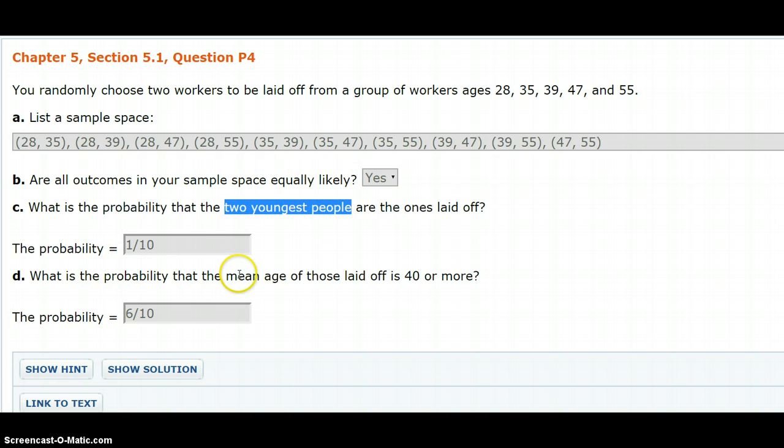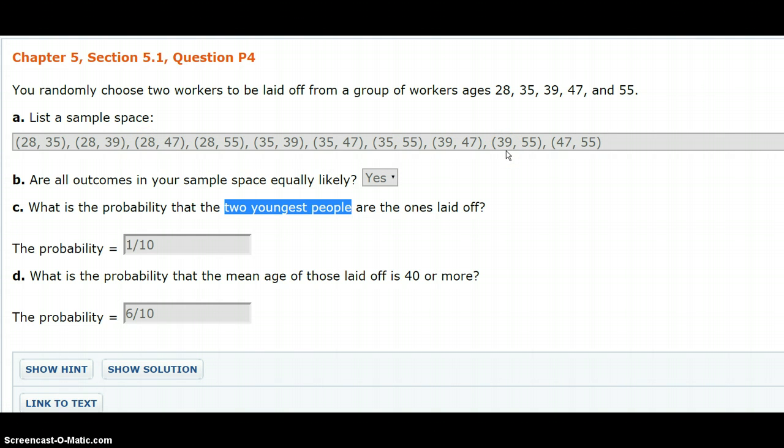What is the probability that the mean age of those laid off is 40 or more? Well, this one takes a little more work. We have to go in here and check the mean. Now, some we can tell really quickly. For example, if neither of them is over 40, we know that the mean's not going to be 40 or more. Or if both of them are over 40, we know that the mean is over 40. So we know that this one satisfies it, and we know that these 2 don't. But what about the other 7?